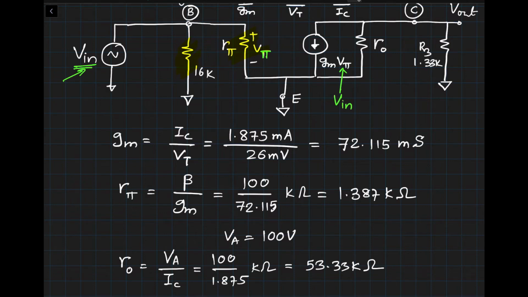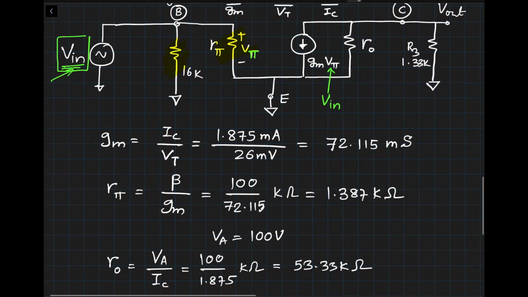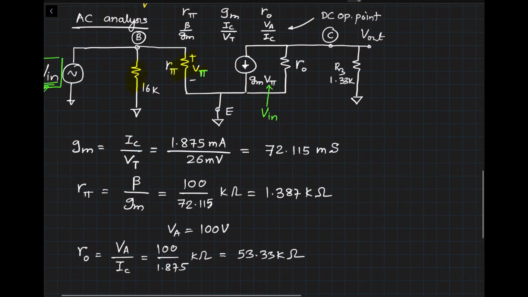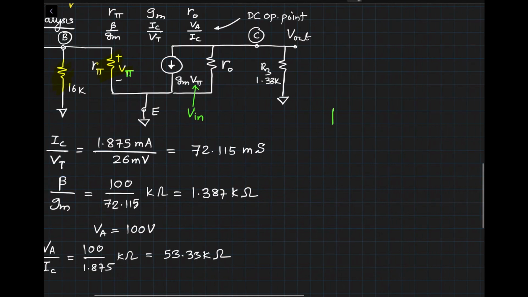Of course, 16K and Rpi value of 1.387K are important because they are going to load the previous stage. But for the purpose of this particular example, we are using Vin as an ideal voltage source to drive this circuit. And as a result of that, 16K and Rpi will not contribute to our transfer function. Just by using Kirchhoff's laws, you can say that the circuit now boils down to a simple configuration that looks like this.